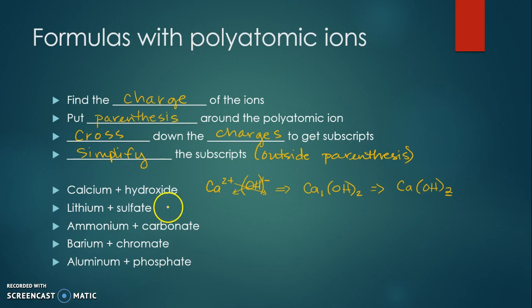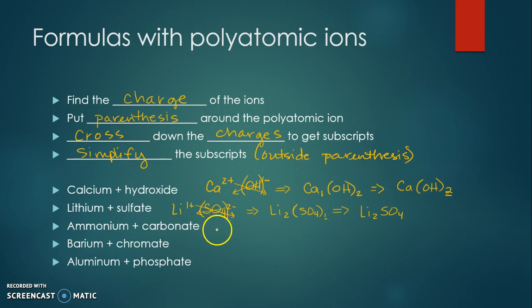All right, so lithium sulfate. Lithium is +1 because it's in group 1, and sulfate is SO4 with a 2- charge. Okay, so we've got our charges of our ions. Next thing we do is put parentheses around the polyatomic ion, cross them down, and we end up with Li2(SO4) with a 1. Now remember what I said, the 1 goes away, so we can let these go away as well. So it would end up being Li2SO4. The only time you need the parentheses is if this number back here is greater than 1.